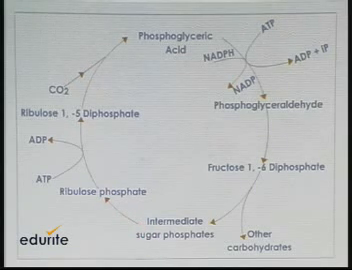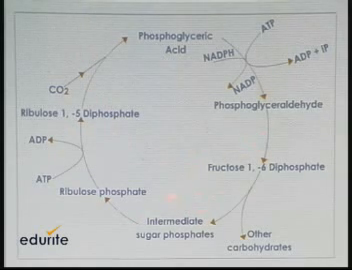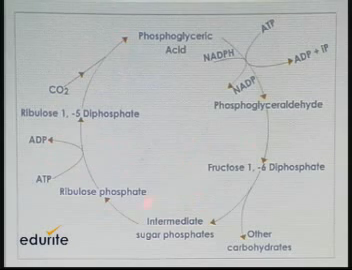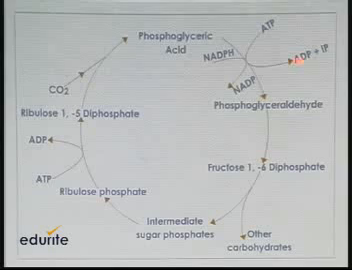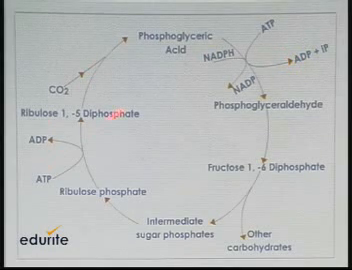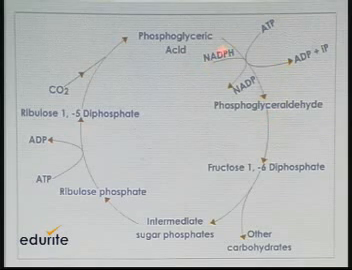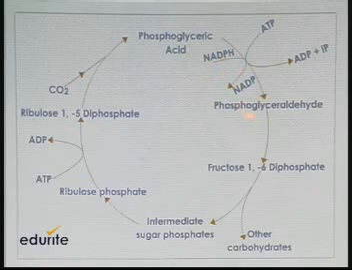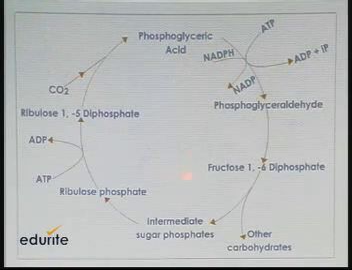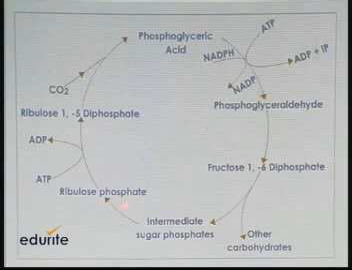To sum it up, what have been the requirements in this process? 18 ATP molecules, one step here. This is the other point where ATP is being used. So altogether 18 ATP molecules, 12 molecules of NADPH, carbon dioxide from the air, and 6 molecules of ribulose phosphate.